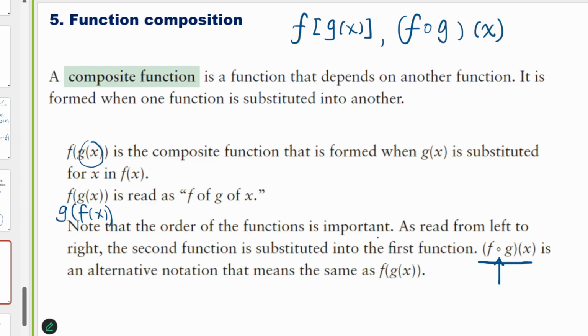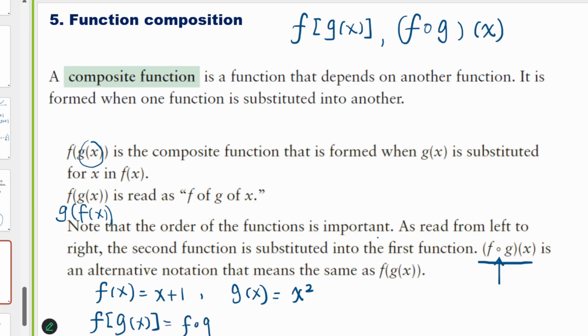Okay, let me give you an example. Suppose f(x) is a very simple function, x plus 1, and g(x) is also a very simple quadratic function, x squared. So in this case, what is f of g of x? Or sometimes expressed as f circle g of x. So what is that? You simply use g(x) as the input of f(x), right? This is called composition.